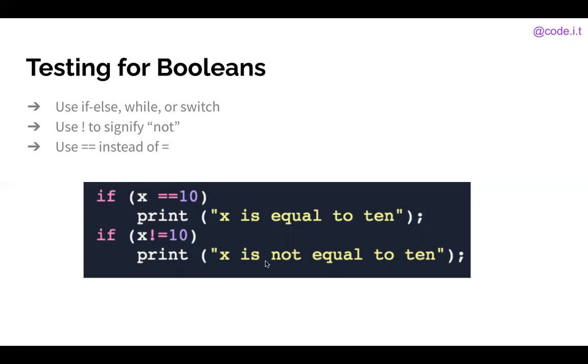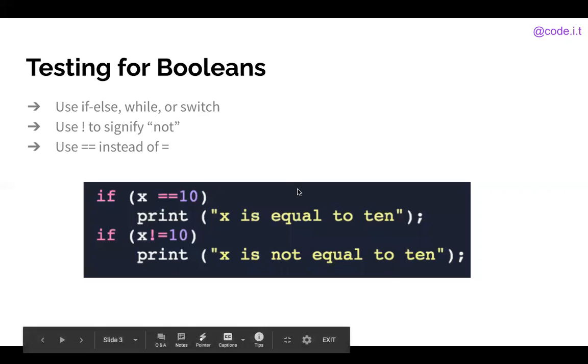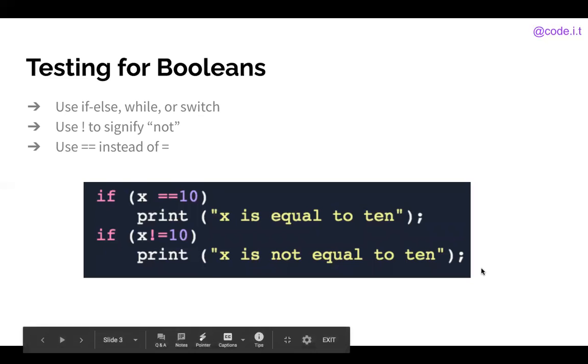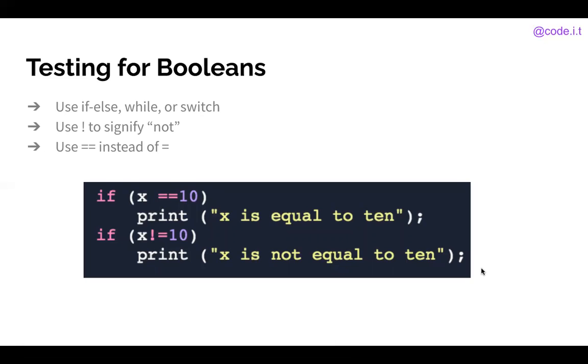So in this example, if x == 10 means if whatever value is stored inside the variable x is equal to 10, then it'll print x is equal to 10, or you can have it do whatever is inside that if statement. We go on to the next if statement. If x != 10, so again, we're using that exclamation point to signify not, and then just the one equal sign, print x is not equal to 10. And again, you can have it do whatever you want inside of the if statement. You just need to specify that the exclamation point is in front of the equal sign.